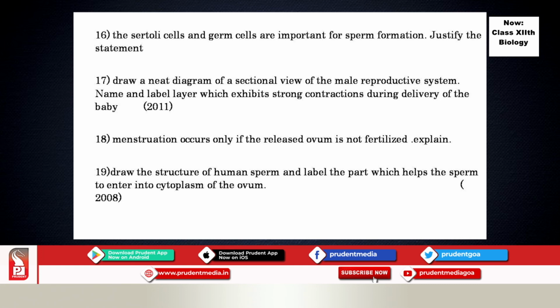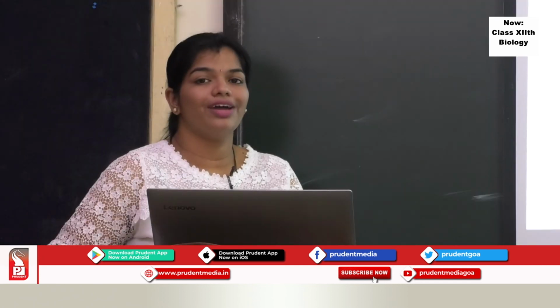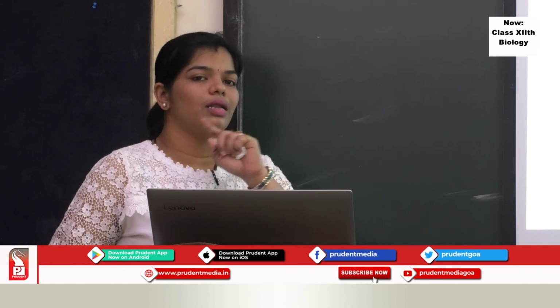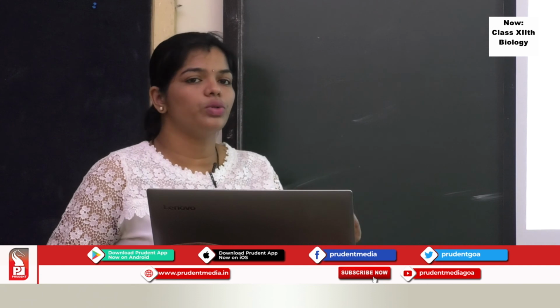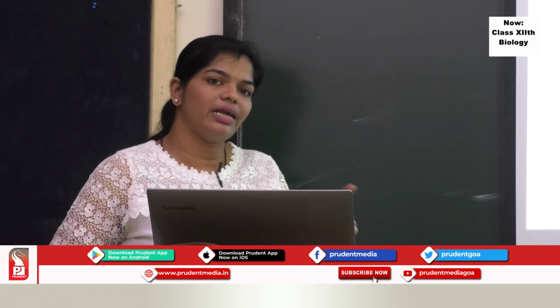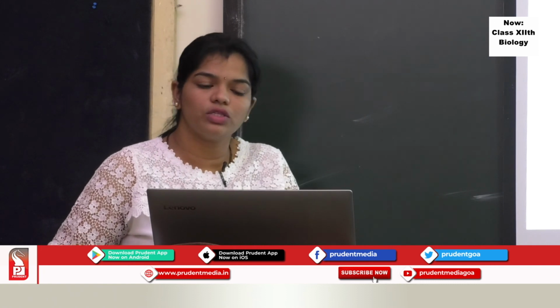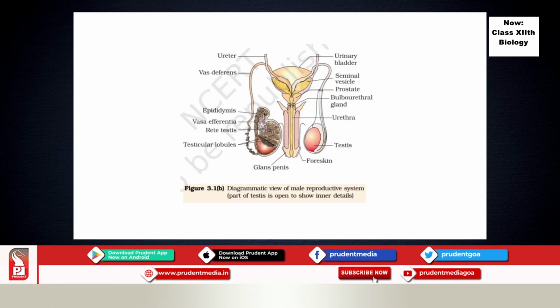Okay. Now, male reproductive system diagram. Menstruation occurs only if the released ovum is not fertilized. Explain. So, you have to explain the process. Okay, if the released ovum is not fertilized, the corpus luteum will disintegrate, and the disintegration of the corpus luteum will shed off the endometrium and the menstruation will take place. Okay. So, here are the diagrams from your text, please mark them, draw them in your book, students.